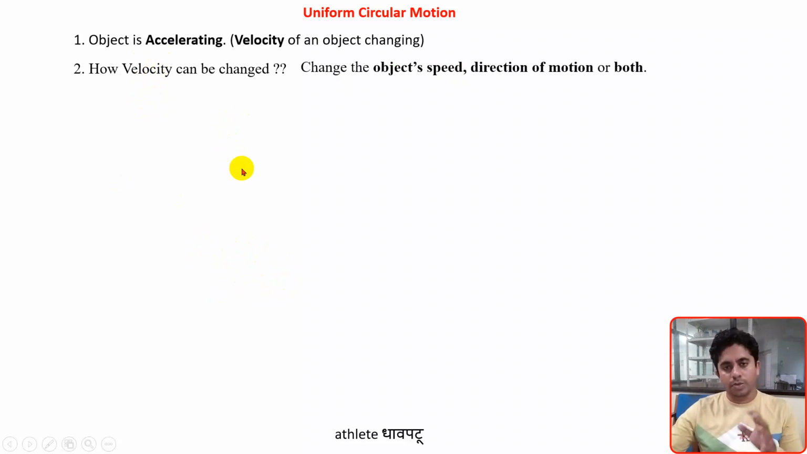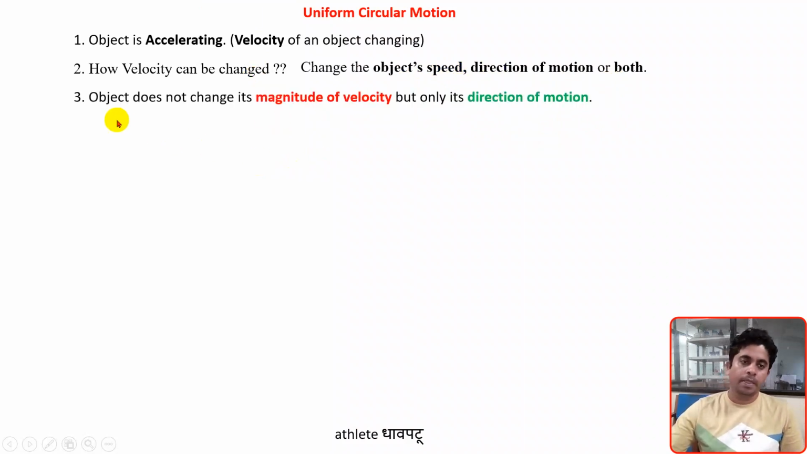There are three options. The first option is to change the object's speed only. The second option is to change the direction of the motion. And the third option is to change both the object's speed and the direction of motion at the same time. So these are the possible ways to change the velocity.